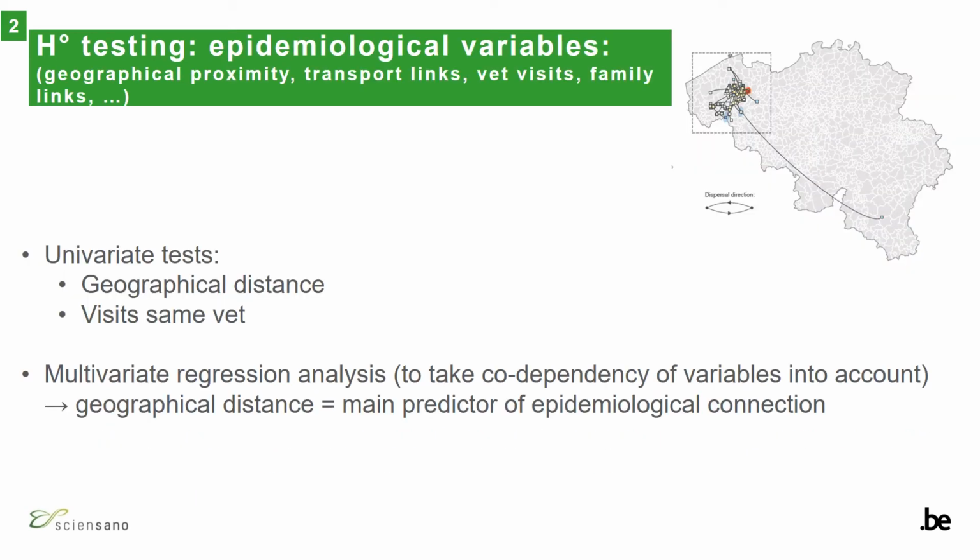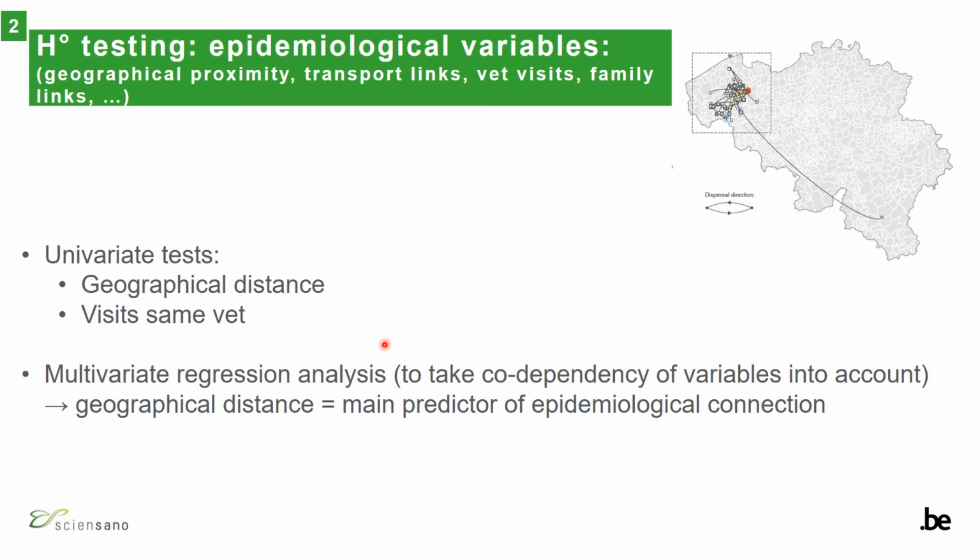Then we set out to test other hypotheses by looking at other epidemiological variables like geographical proximity, transportation links between farms, common visits by veterinarians, or family links between farms. And we first used univariate tests to explore which epidemiological variables may have an effect on dispersal, and there only geographical distance and visits by the same vet came out as significant. But as you can imagine, there may be a codependency of several of these variables.